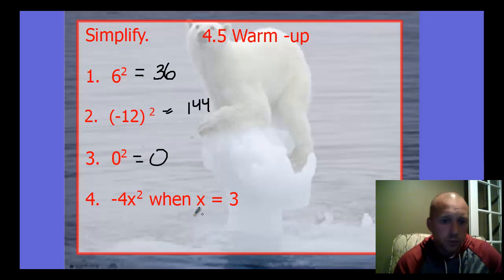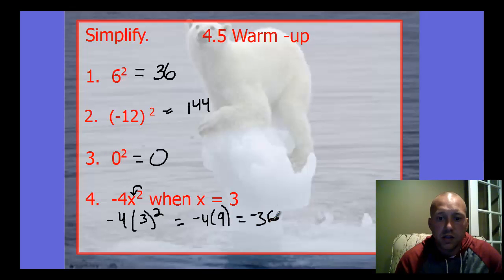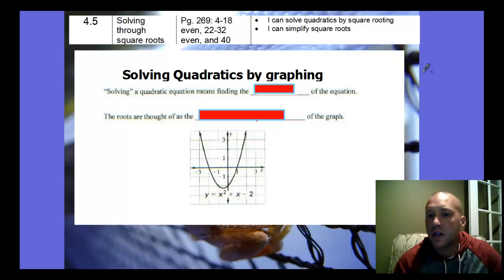0 squared is 0. Here, this square only is touching the x. There's no parentheses. So this is a negative 4 times a 3 squared, or a negative 4 times 9, negative 36. So be careful with your exponents. The squares go to only what they touch. Be careful with the signs.